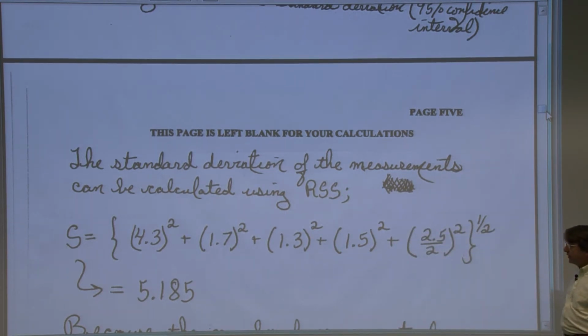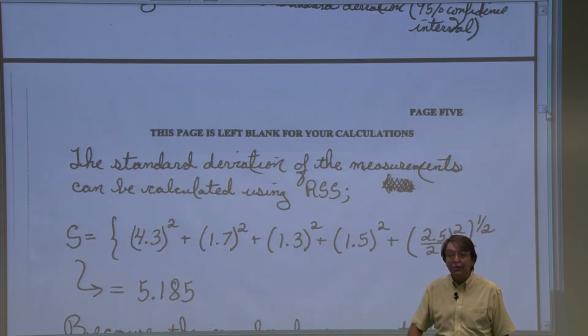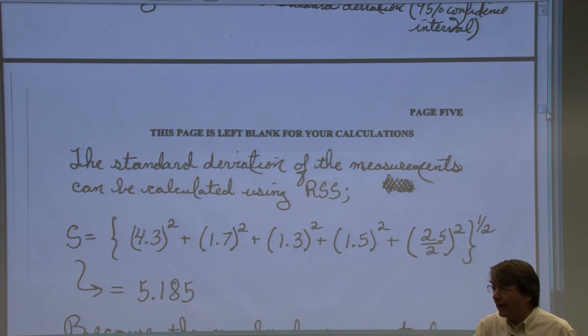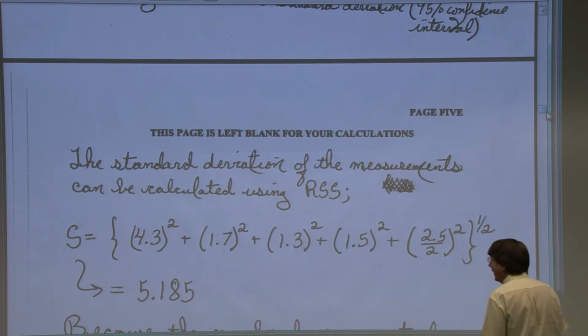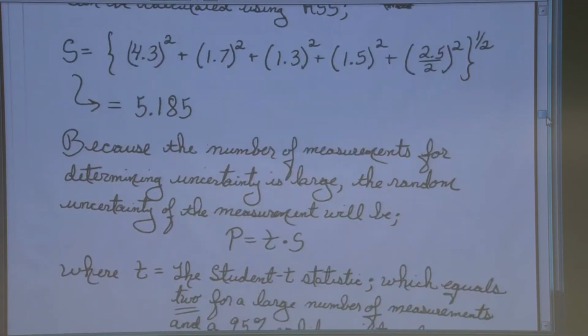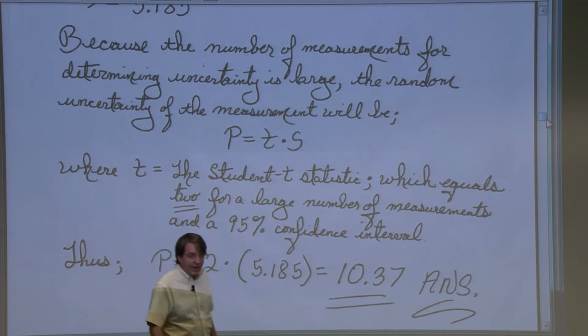So I got a standard deviation of 5.185. Is that the answer? No. Exactly. Why not? What do I now have to do, and why? We're asking for random uncertainty. I think I have to multiply by 2, because random uncertainty is plus or minus t alpha over 2 times S. So I now have to multiply by 2. I give you a little description of why we're doing that. We get this, and now we're done.